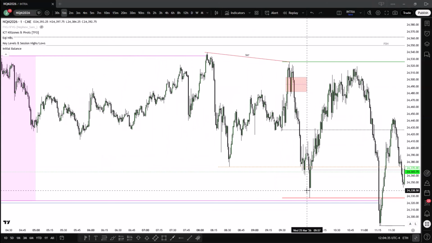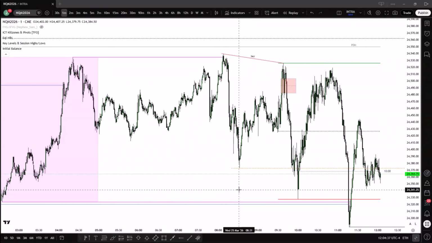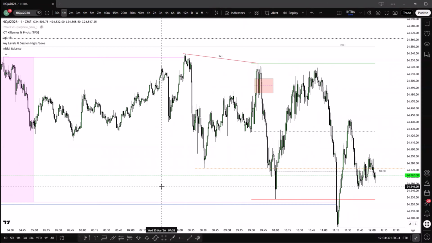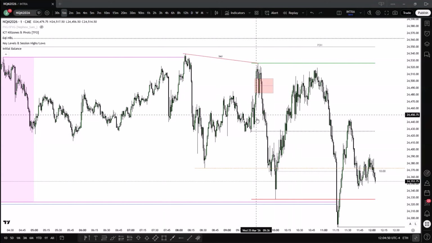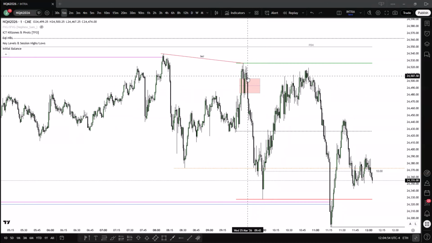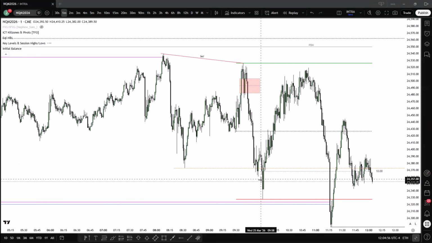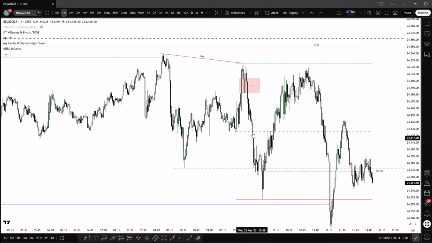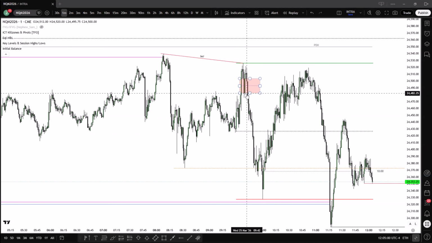This is our bread and butter setup. This happens usually off the opening. It's really our 9:30 setup. A lot of times you're looking for a manipulation into a key area, divergence, and basically attacking highs and lows in the opposite direction. And as you can see, when price moves like this, at this type of speed, you know you're in the right trade. It's the proper delivery.